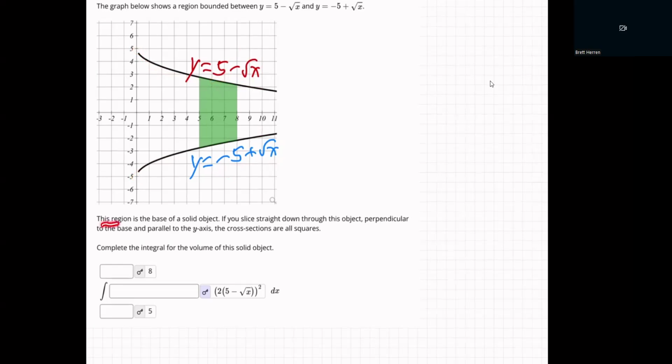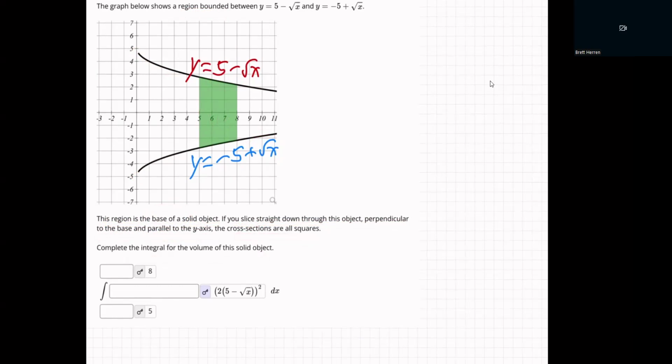And we want to take this region right here, this green shaded region, that region bounded. So the region is the base of a solid object. If you slice straight down through this object, perpendicular to the base and parallel to the y-axis, the cross sections are all squares. Complete the integral for the volume of the solid object.